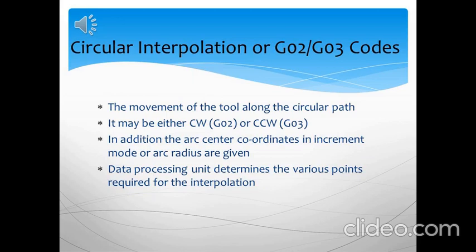Circular interpolation or G02 or G03 codes. The movement of the tool along the circular path. The movement may be either clockwise or counterclockwise. G02 is used for clockwise movement, and for counterclockwise movement G03 is used. In addition, the arc center coordinates in increment mode or arc radius are given. Data processing unit determines the various points required for the interpolation.